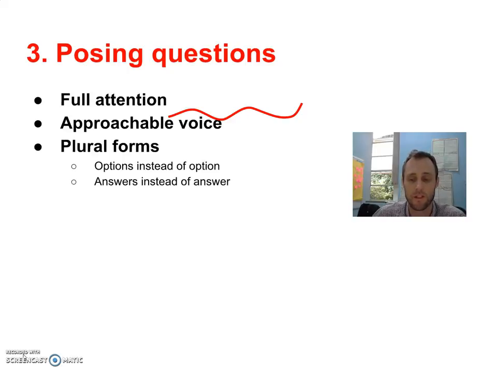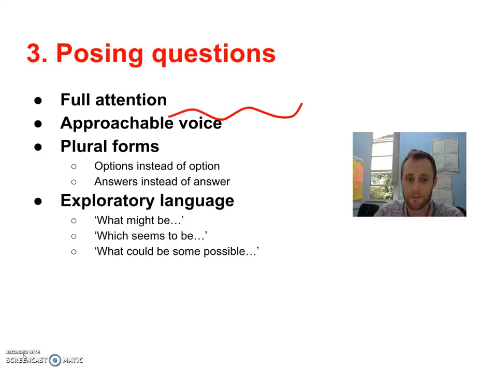Plural forms is the third thing. So options instead of option is what we've got there, and answers instead of answer. So instead of saying what is our option to solve this problem, by saying what are our options, you are indicating to the people that you're asking the question of that there might be more than one answer, and you're not just wanting them to say what you think. And if people just get the impression that you just want them to say what you think, that can be quite threatening, and people can shut down.